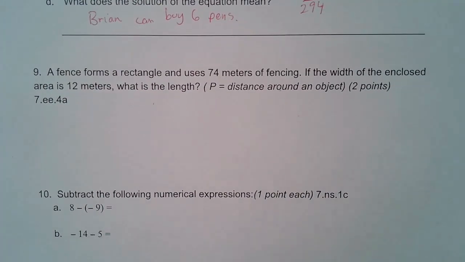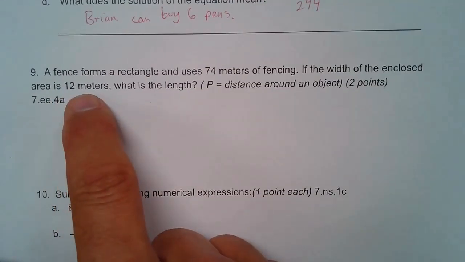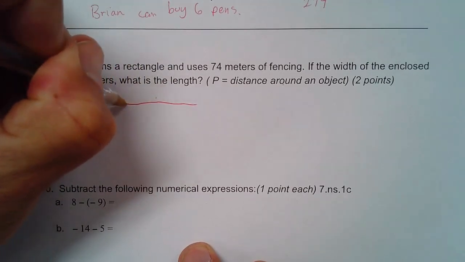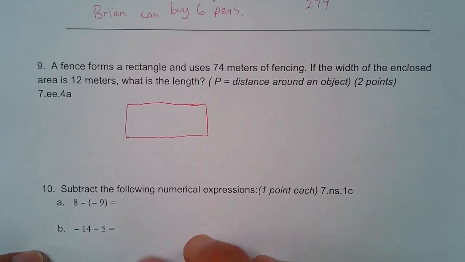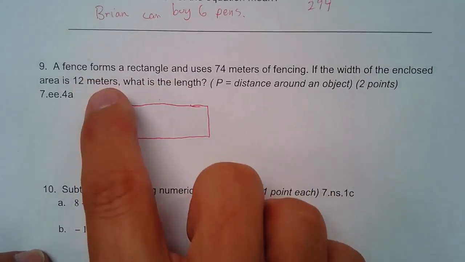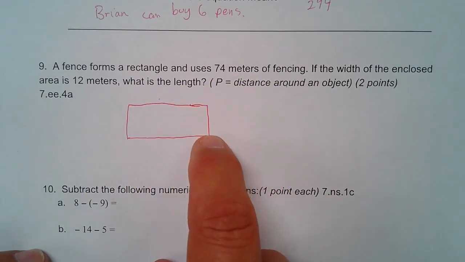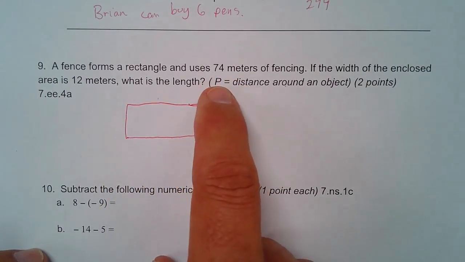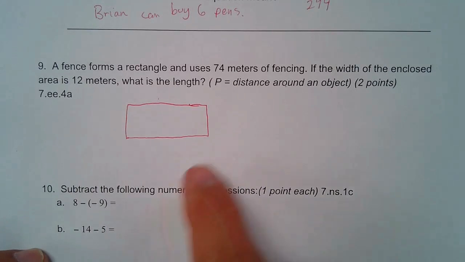Number 9, a fence forms a rectangle and uses 74 meters of fencing. If the width of the enclosed area is 12 meters, what is the length? So what I would be doing is, I like to start with a drawing of the whole thing. So it's a rectangle. Isn't that a gorgeous rectangle? And the fence uses 74 meters of fencing. And so that means all around here is 74 meters. That's called the perimeter, which is the P stands for perimeter, is the distance around an object. So we got 74 meters going all the way around.